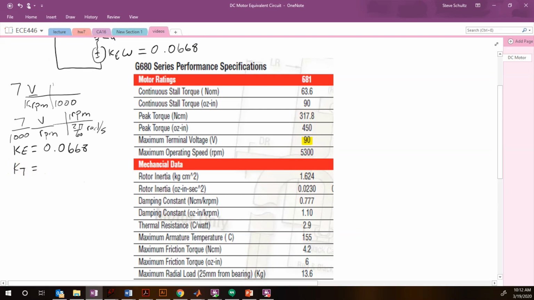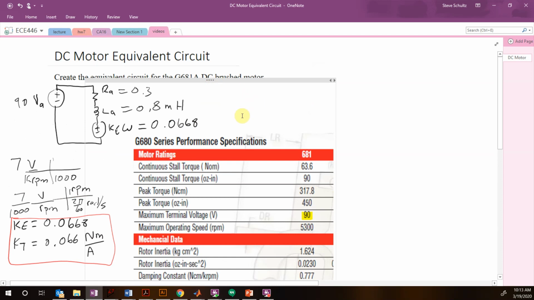So this is going to be 0.066 Newton meters per amp. And so you can kind of see that these two are really close if you have them in the right units. And there we have it. There is our final equivalent circuit design.